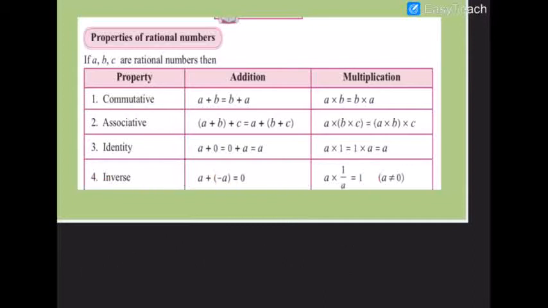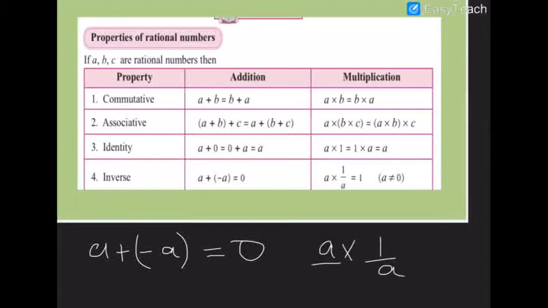The next one is the inverse property. What is the inverse property? A plus minus A. The inverse of A is negative A or minus A. So A plus its inverse will be equal to 0. And for addition it is this. For multiplication, what is the inverse of A? 1 by A. So A into 1 by A, the A and A get cancelled, it will be 1, for A not equal to 0. A into its inverse, 1 by A, is equal to 1.